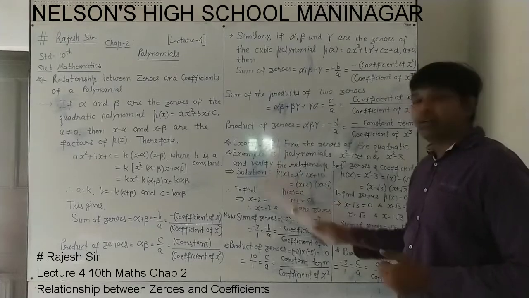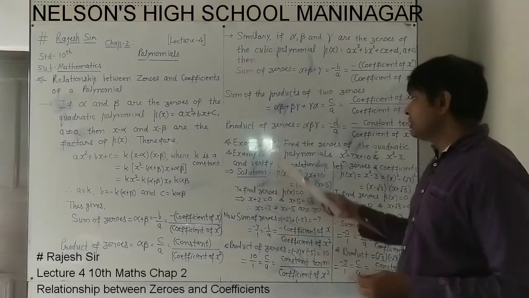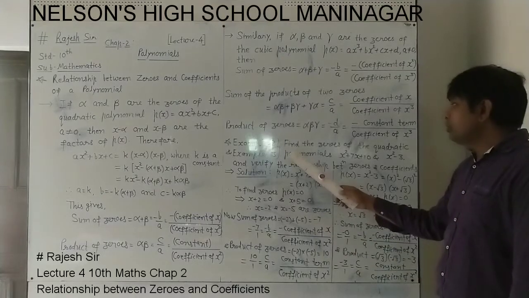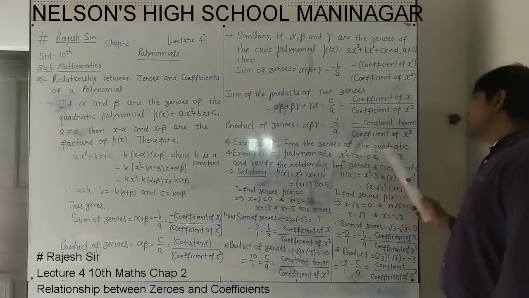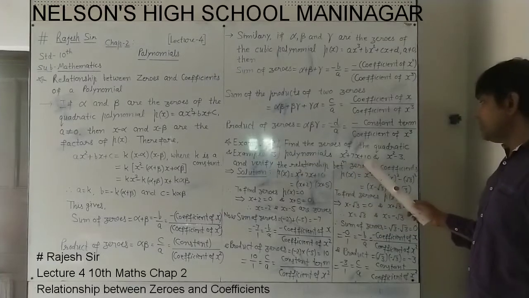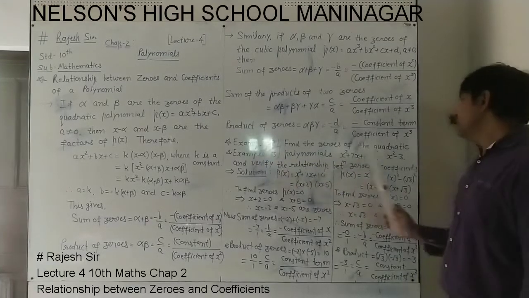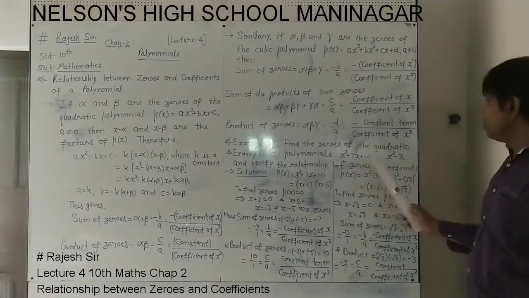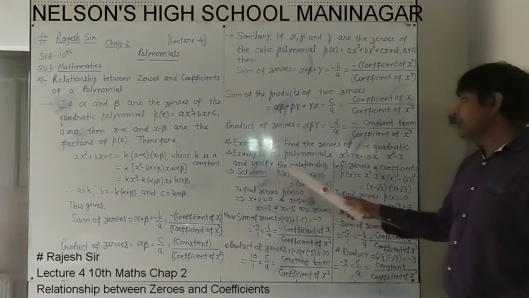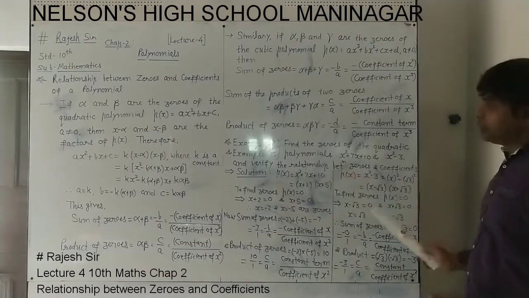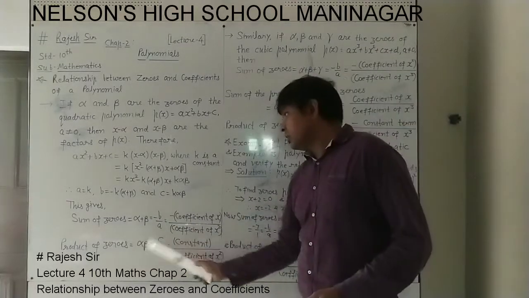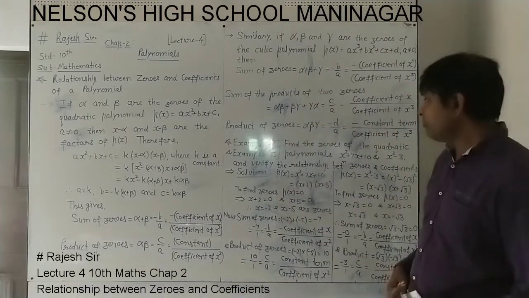Example 2 and 3 I have done simultaneously because they are the same type of examples in the textbook. In both we have to find the zeros of the quadratic polynomials. In example 2 it is given x square plus 7x plus 10, and in example 3 it is given x square minus 3. These two are polynomials, and in both we have to find the zeros and verify the relationship between the zeros and the coefficients. Like this we have to verify that they are following this relationship or not.